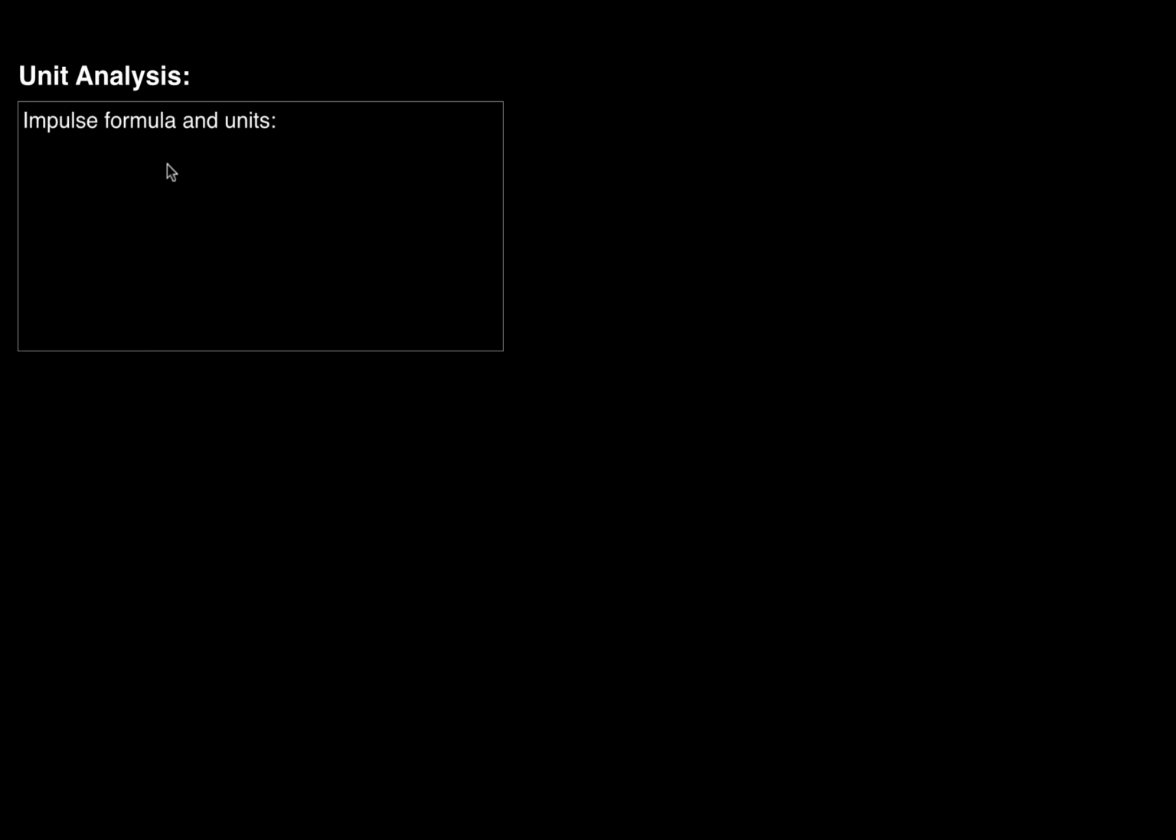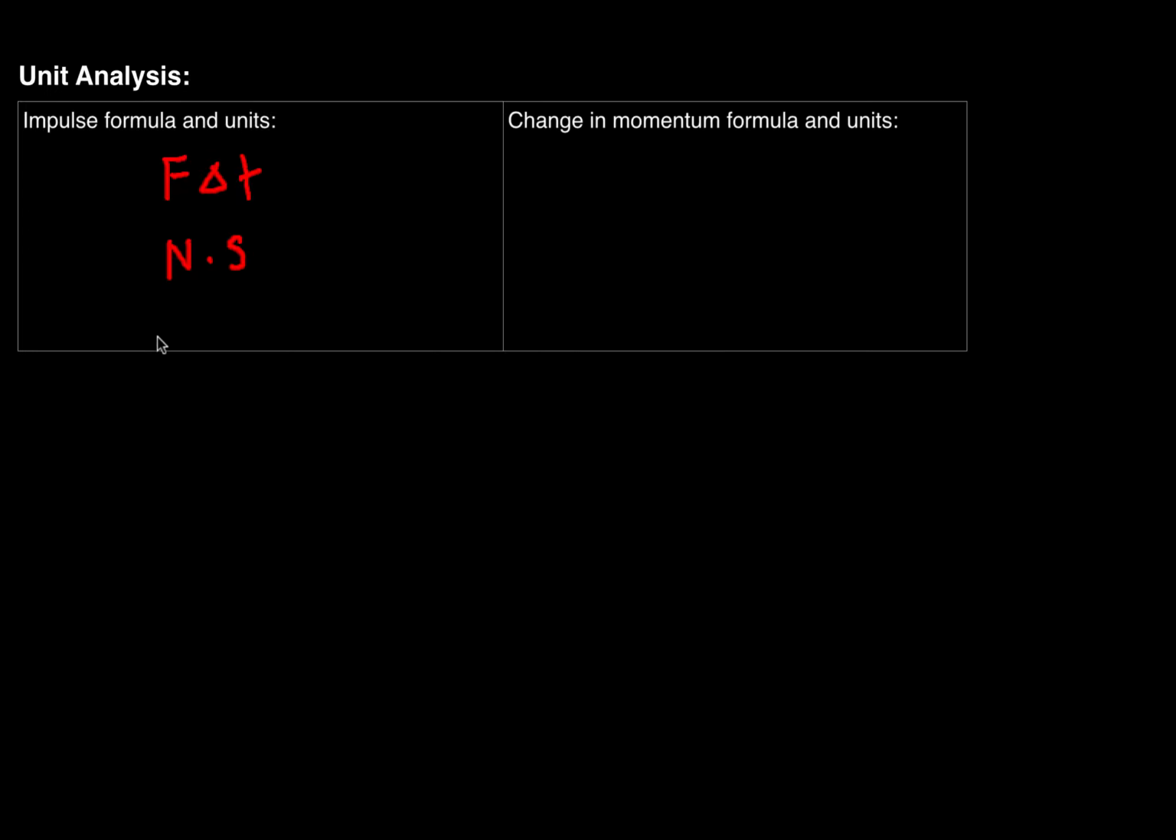Unit analysis. Now, I showed you that impulse is F delta t, which has the units newton seconds. Change in momentum is m delta v, and we use the momentum units kilogram meter per second. I'm going to show you that the newton second and the kilogram meter per second are interchangeable. Even though when you're using impulse, you use the newton second, and when you're talking about momentum, you use the kilogram meter per second, they actually are the same unit.